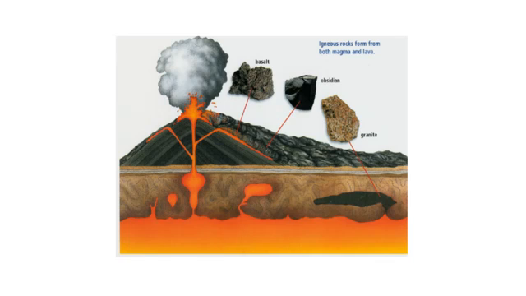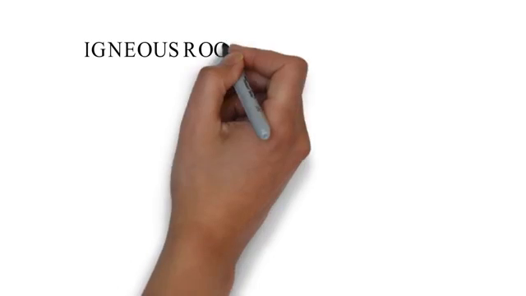In the second image we can see a few examples of igneous rock. Here we can see the basalt is formed when the magma solidifies at the surface of the earth, basalt as well as obsidian, while granite is the igneous rock which is formed due to the cooling and solidification of magma beneath the earth crust.